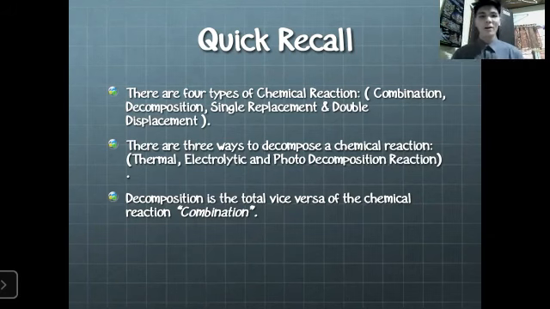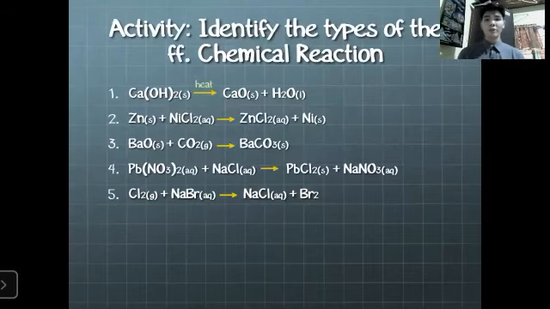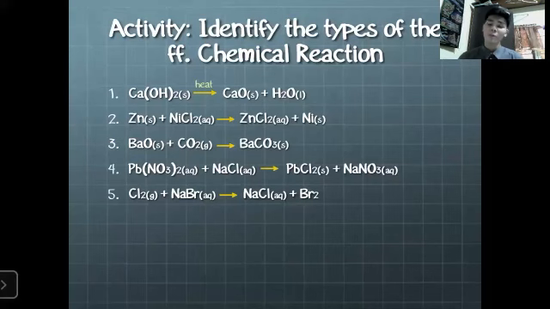Let us have a quick activity where you should identify the types of the following chemical reactions. Number 1, calcium hydroxide yields calcium oxide plus water, and it is being heated. What type of chemical reaction is this? If you answered decomposition, you are correct. But what type of decomposition is this? And that is right. It is a thermal decomposition reaction.